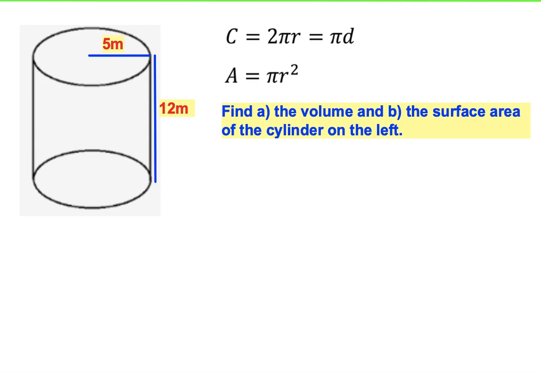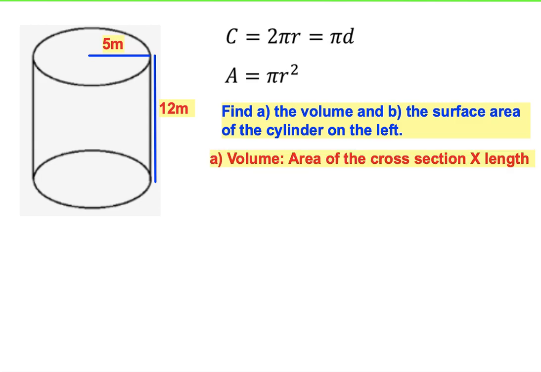So, we're going to start off by finding the volume of the cylinder, and to find the volume we need to do the area of the cross section times by the length. So for any prism you would be finding the area of a cross section, whether it's rectangular or triangular, but in this case it's a circle.